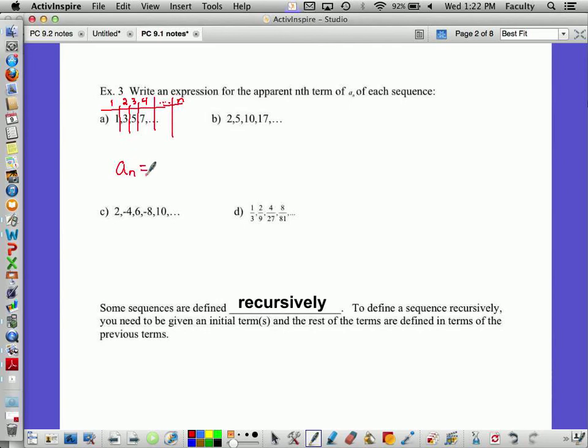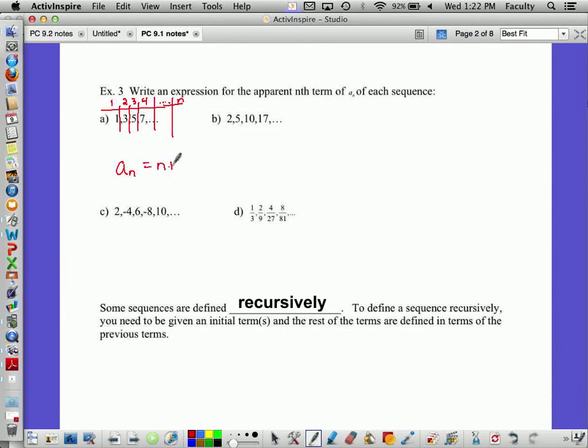Anybody have it? Yeah, Tyler? 1 plus 2n. Let's try it. I don't know. But so if I plug in that n is 1, that's 3. That didn't work. You're almost there. Is it just n plus 2? You think it's n plus 2.